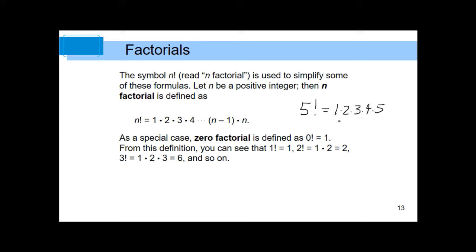Your calculator actually has this function on it. It depends on which calculator you're using, where that's located. For example, if you're using the TI-30X2S, then you go to the PRB menu. You would type 5, hit the PRB button, and then underline the exclamation mark, the factorial symbol, and hit enter twice. And you would get, let's see, 20 times 6 is 120. Okay. 0 factorial is defined to be 1.